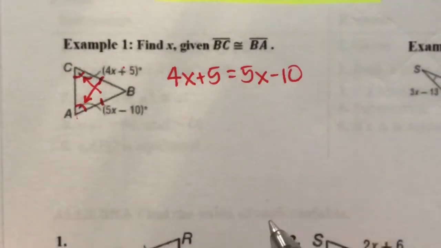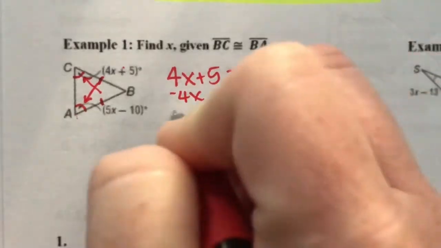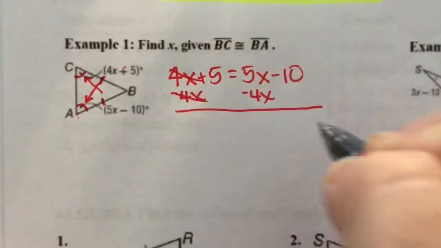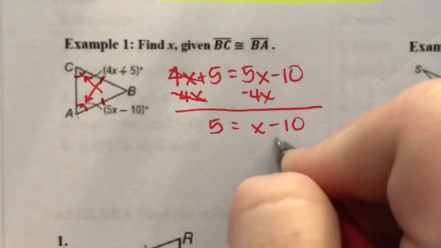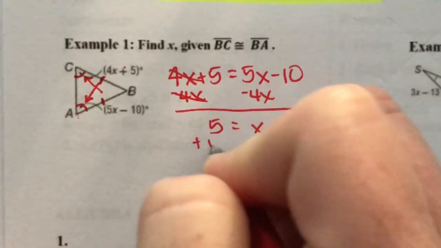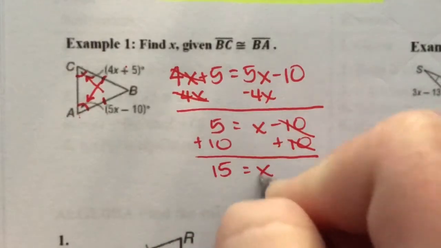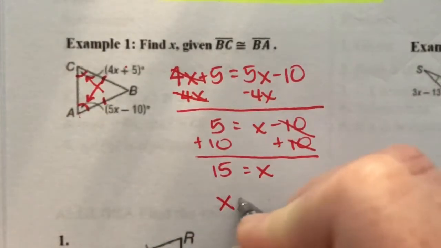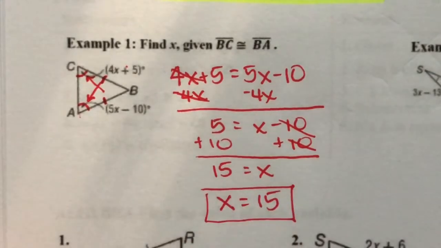And then I can just use algebra to solve for x. Minus my smallest x. These go away. I'm left with 5 equals x minus 10. I'm going to add 10. So I got to do the same thing here. So I end up with 15 equals x. When I write my final answer, you always want to write x first. There we go.